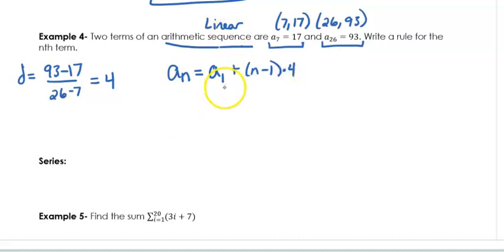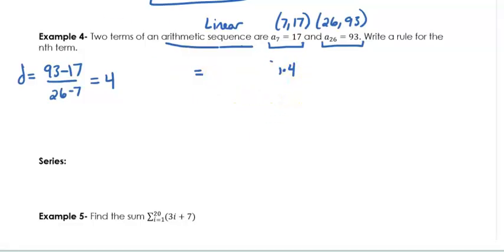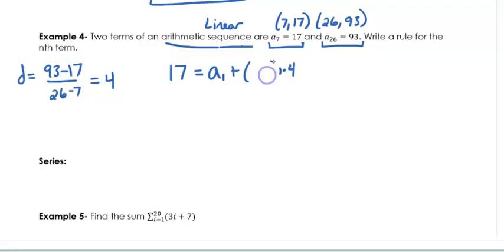So now use one of those 2 points. It doesn't matter if you use 7, 17 or 26, 93. So I'm just going to use 7, 17. And let me see if I can plug this in. So if I do that, 17 goes here. And then instead of n minus 1, I'm going to do 7 minus 1. This is n, and this is a sub n.